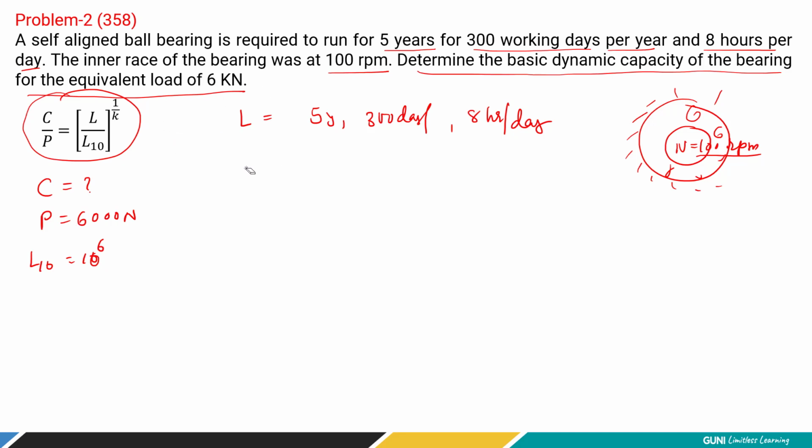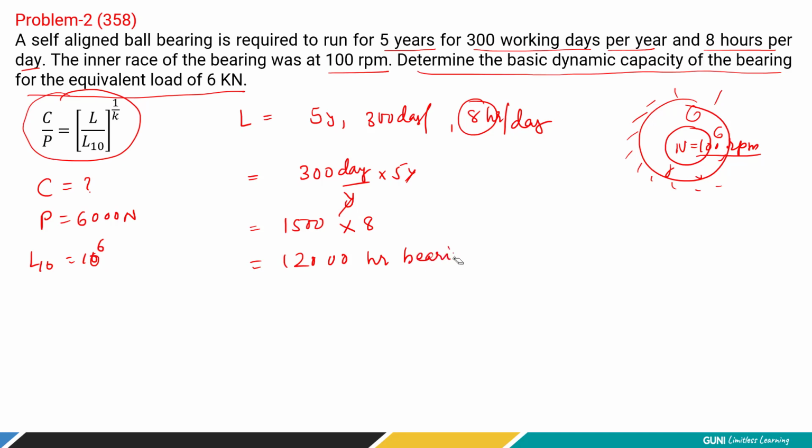So let's convert this. How can we convert this? Very simple. So 300 days per year, multiply by 5 years. So year will be cancelled out, and this much will be the days. So 5 years at 300 days per year, what will be the days? 1500, right? Multiply by how many hours per day? 8 hours per day, right? So that is going to give you 12,000. So this many hours the bearing rotates.